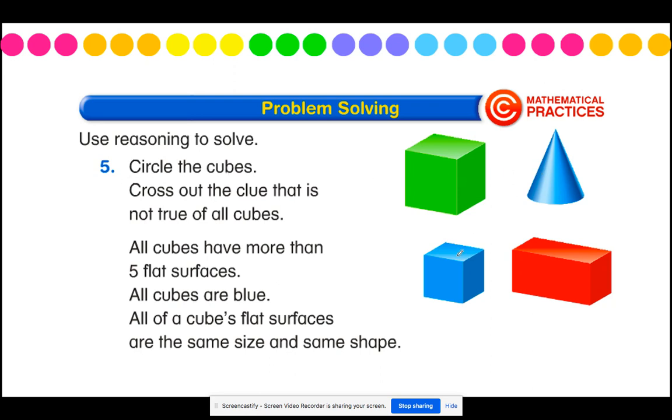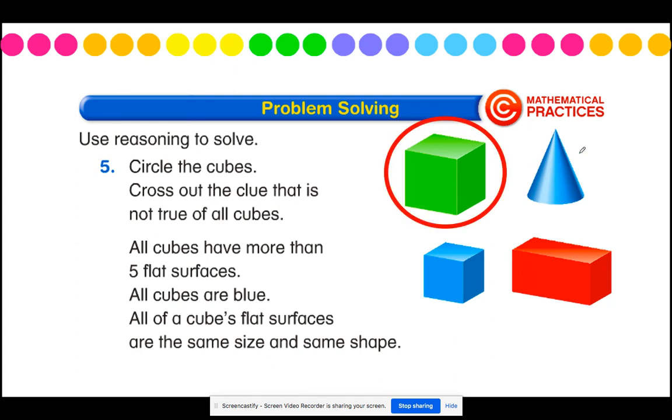So looking at these 4 shapes, we need to circle the ones that are cubes. Let's look at this first big green shape that we have here. Is this a cube? Shout out your answer. I hope that you said yes, so we are going to circle that.